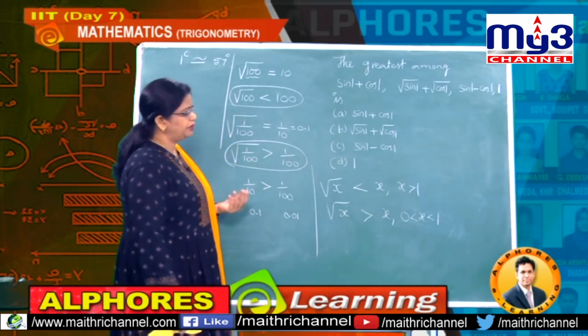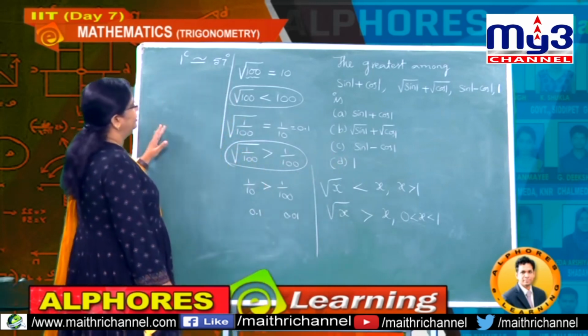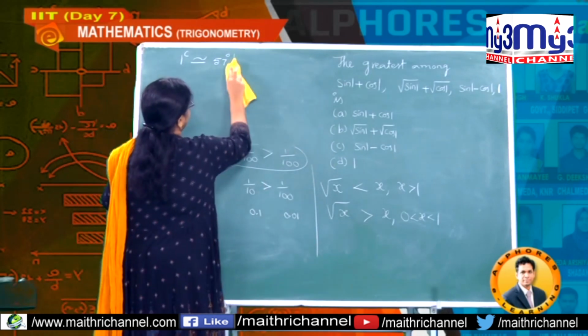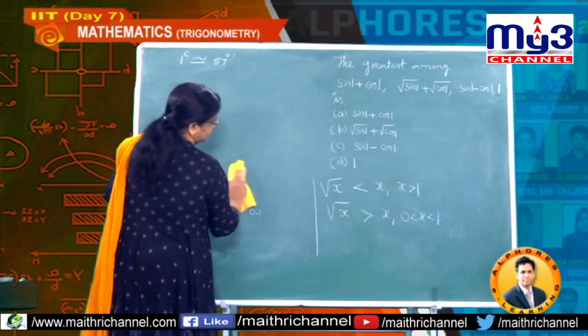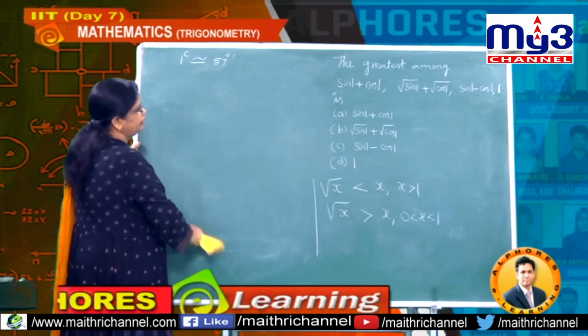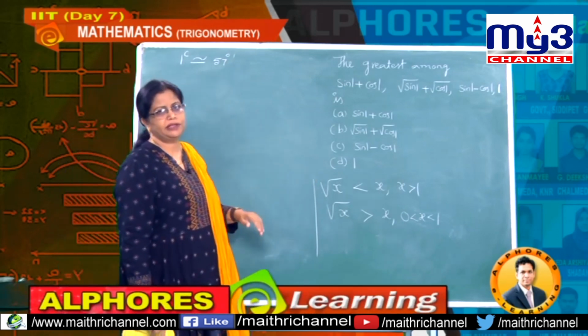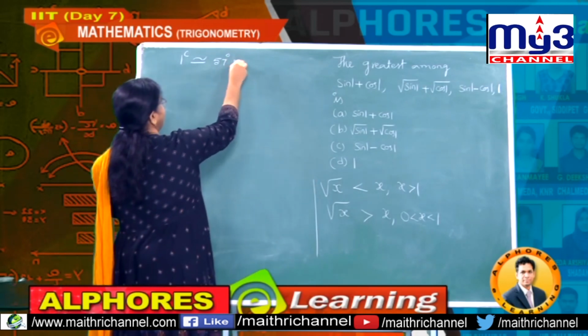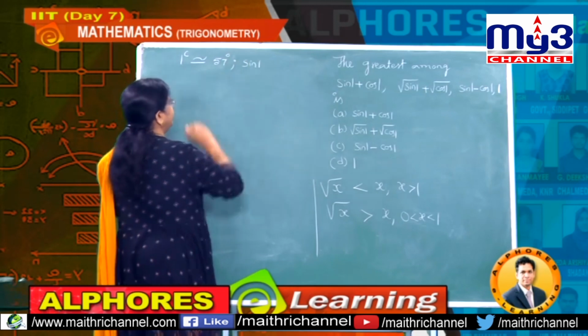So, nothing to worry about equality. Now, let us come to this problem. Okay, students, what is the range of the sine function? The range of the sine function is between -1 and +1. That means, if I take sine 1, that means sine 57 degrees approximately.